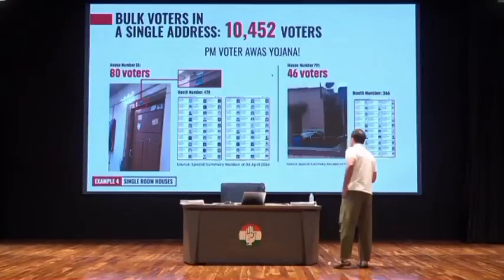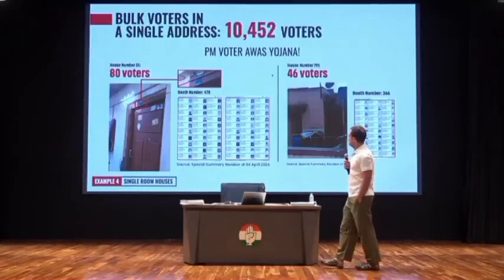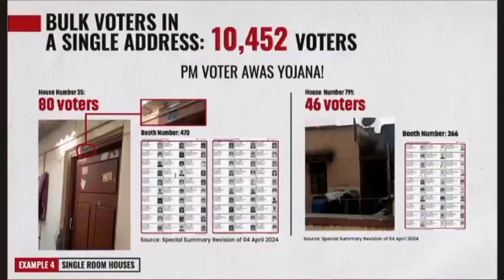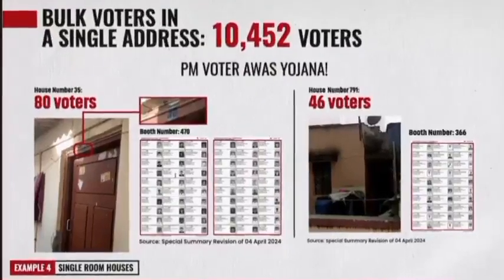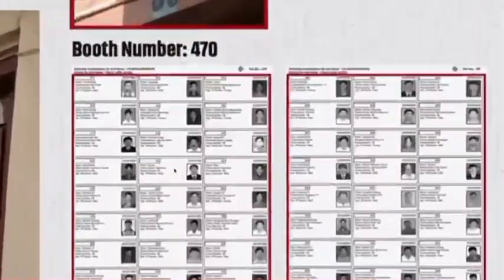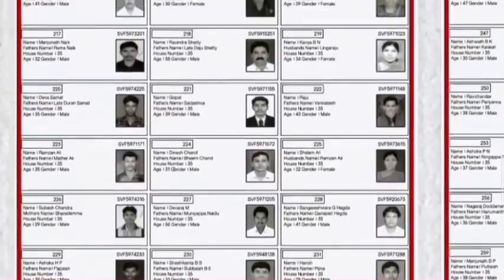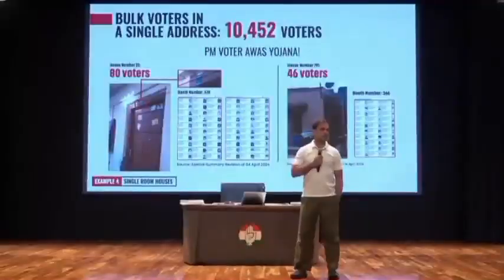Okay. Next, here is house number 35. 80 voters live in this house. We sent people to check. They got beaten up. These 80 people live in this house. It's a single story, single room house.